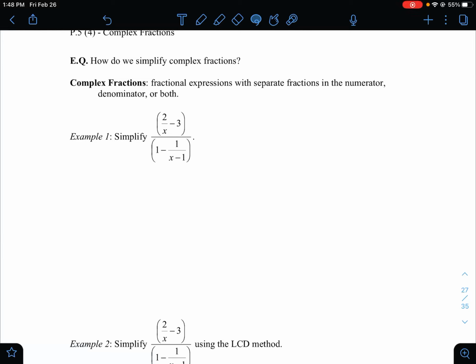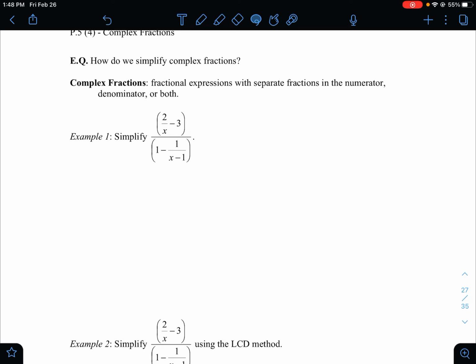Today's lesson is section P5 and we're on day 4, looking at complex fractions. Complex fractions are fractional expressions with separate fractions in the numerator, denominator, or both. Meaning we have fractions inside of fractions.